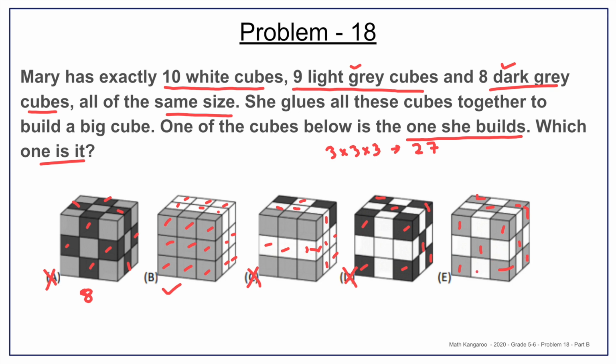So Mary has 9 light gray cubes. So this is 10. This is not our answer. So our answer is option B. That is the one cube which Mary has built.